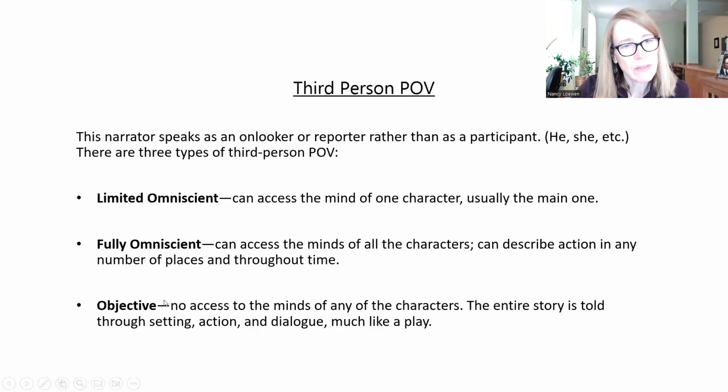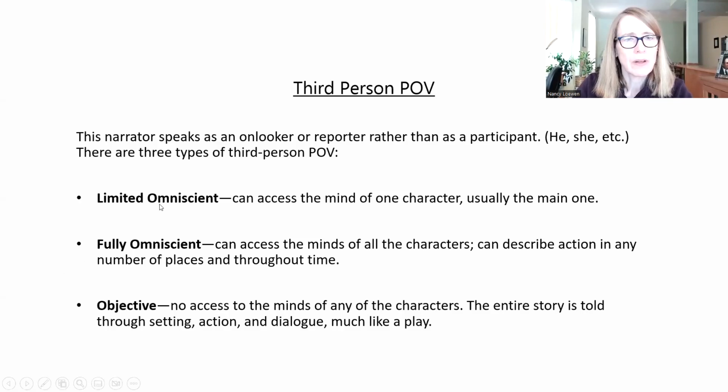Now, I would say this is pretty rare. It's kind of tricky to pull something like that off, and you don't see that very often. Fully omniscient, it used to be more. I mean, older literature was probably more fully omniscient, and we're going to look at some examples too. But it can be really effective.